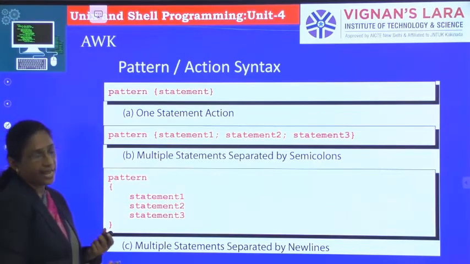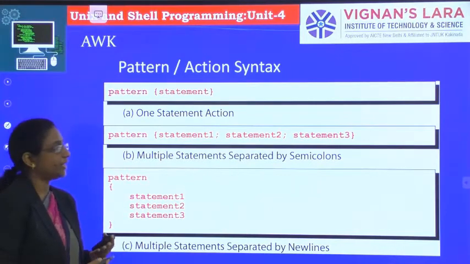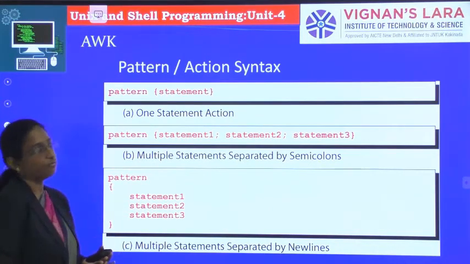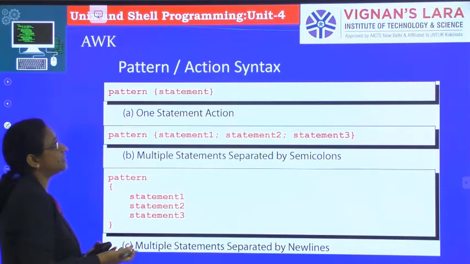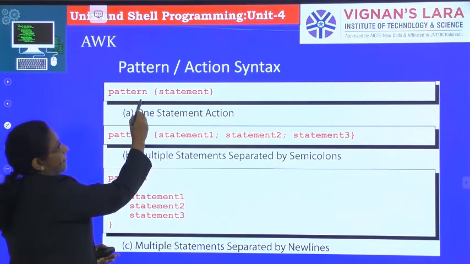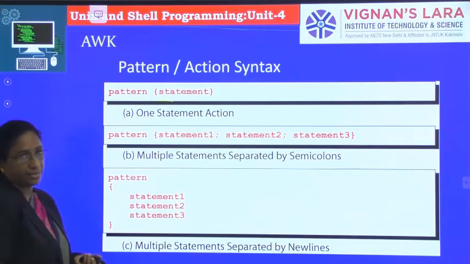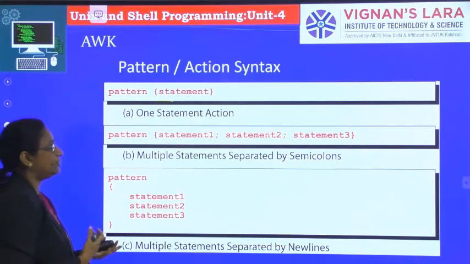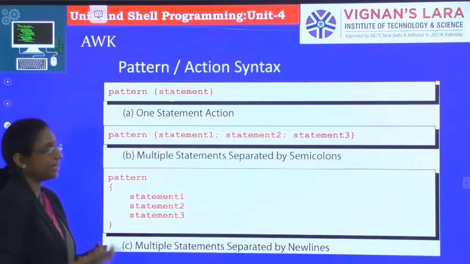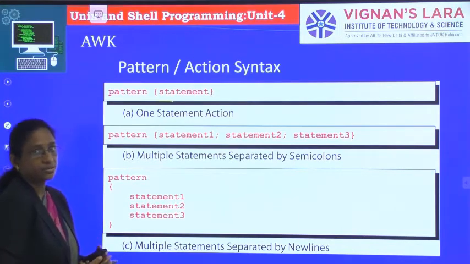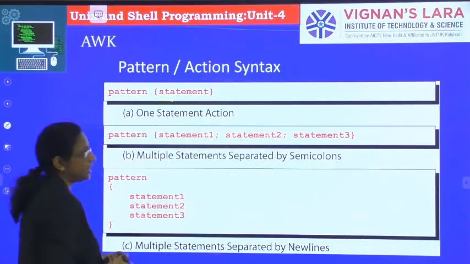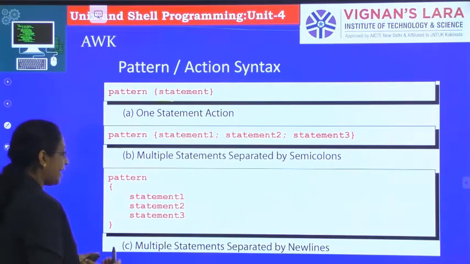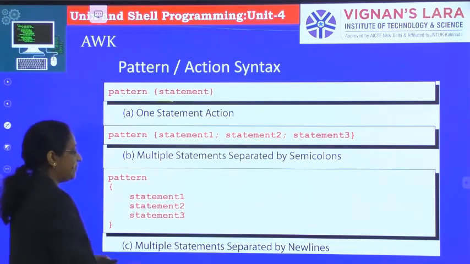Now, the pattern and action syntax. When you are talking about the body, what does that body consist of? A pattern and a statement. If it is one statement action, then you give the pattern and then the statement. If you want multiple statements, they are separated by semicolons. Similarly, you can also separate multiple statements by new lines, which is another syntax.